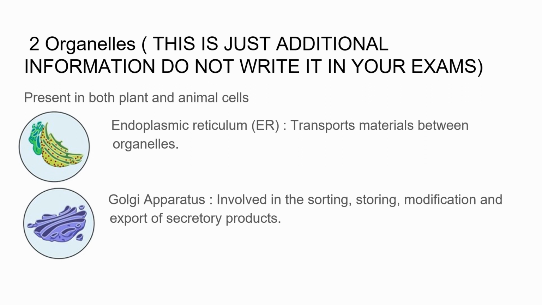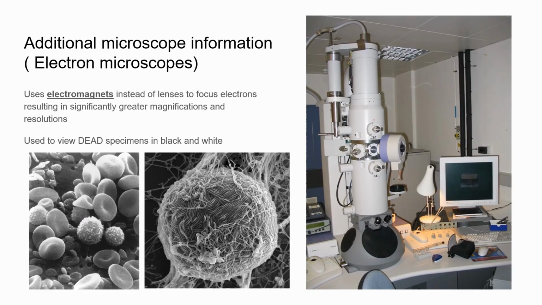So the Golgi body, the Golgi apparatus, or the Golgi complex, which are the same thing, has a structure of folded membranes and looks like the Spotify sign. So what does it do? It is involved in sorting, storing, modification, and export of secretory products. If you want to look into it, you can learn how the ER and the Golgi apparatus work together to transport materials.